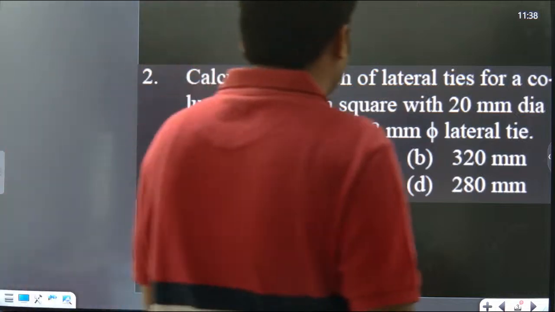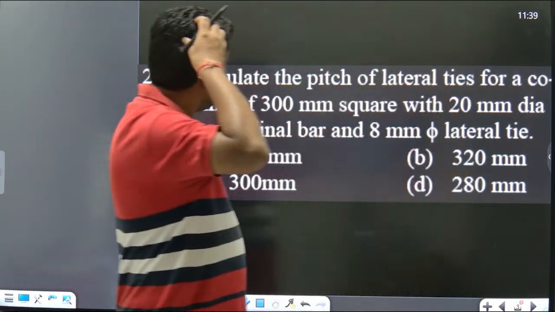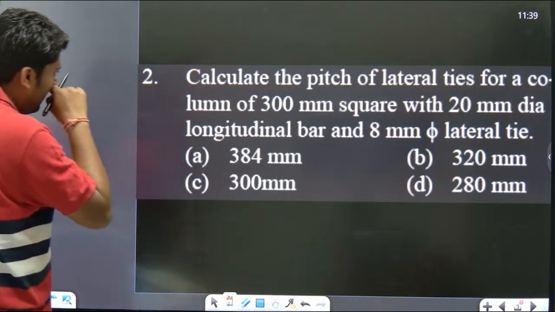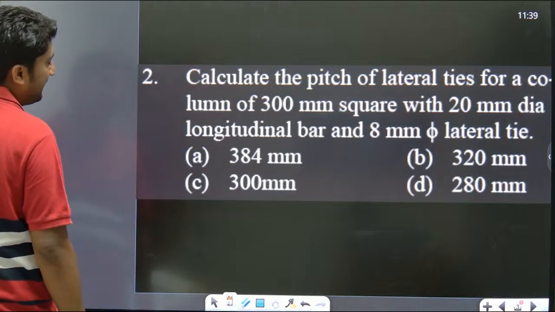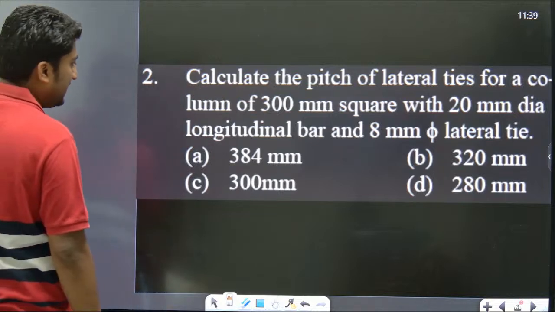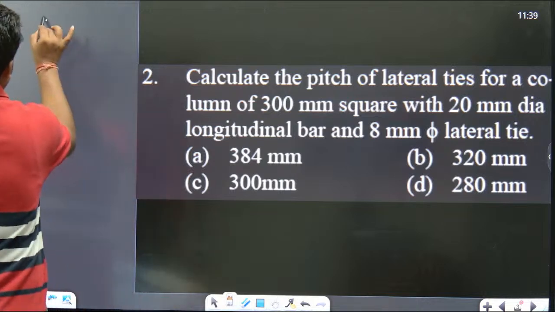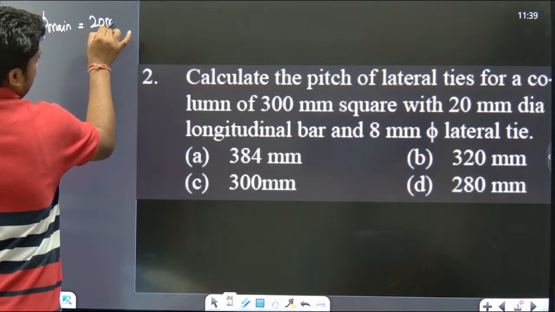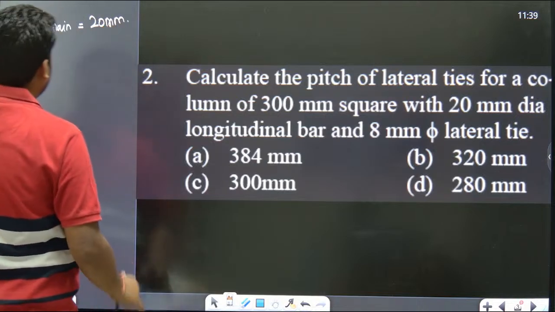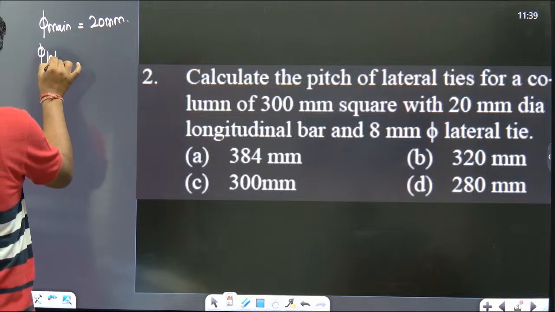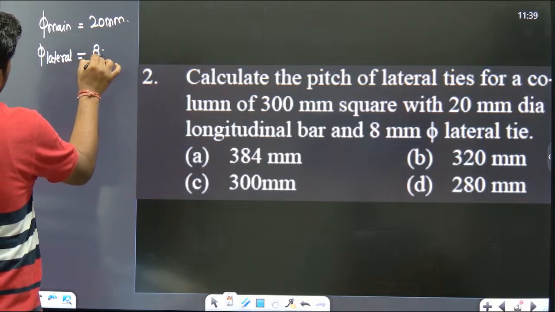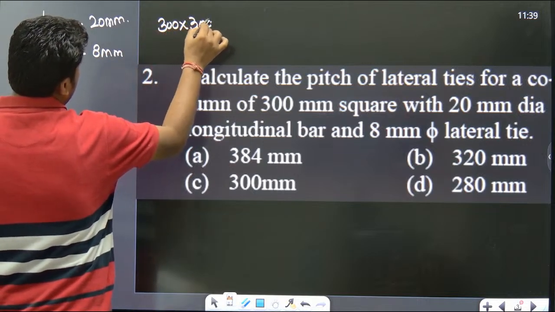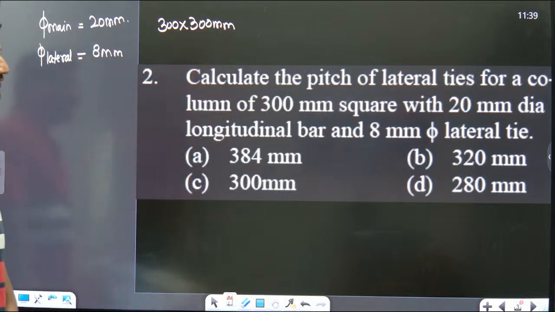Now what is the correct answer for this question? Calculate the pitch of lateral ties for a column of 300 mm square. So this is a square cross section of 300 mm into 300 mm with 20 mm diameter longitudinal bars. So the main bars are of 20 mm diameter, and 8 mm lateral ties. The cross section area of column is 300 mm into 300 mm, a square cross section column. So what is the max pitch of lateral ties?